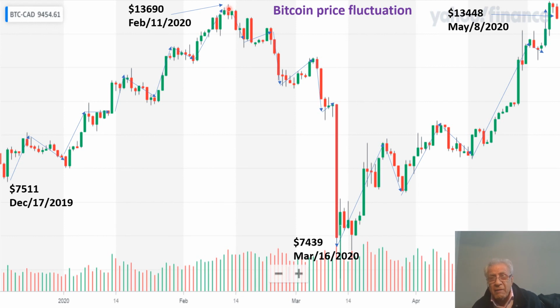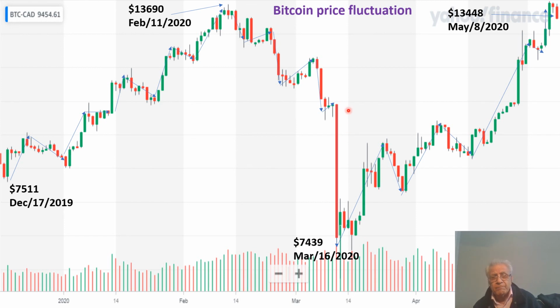So that means this strong uptrend terminated here. Why? Because we have an inside bar. An inside bar shows us that the bullish power is diminishing, so you have to exit the market. So I exit the market here at 13,690 on February 11, 2020. And this is all downtrend. You could make money in this swing low, swing high, swing low, swing high. You can make money too.